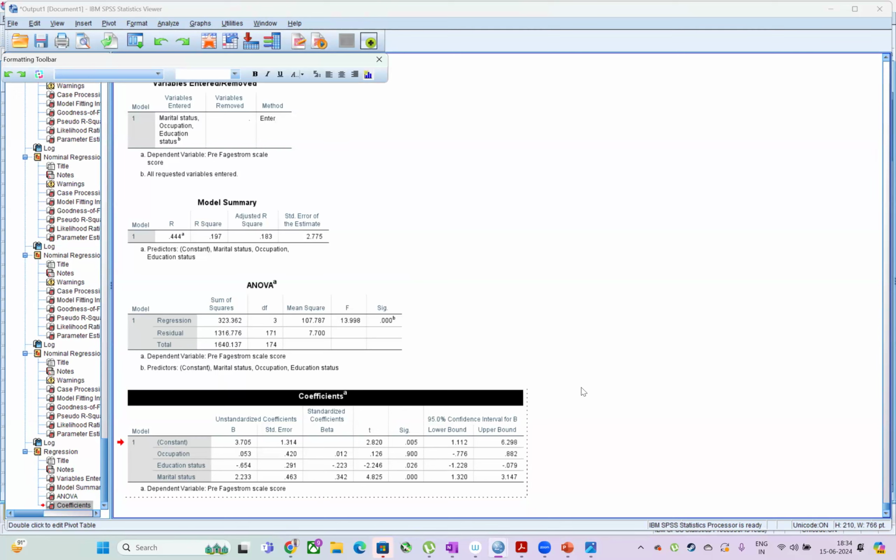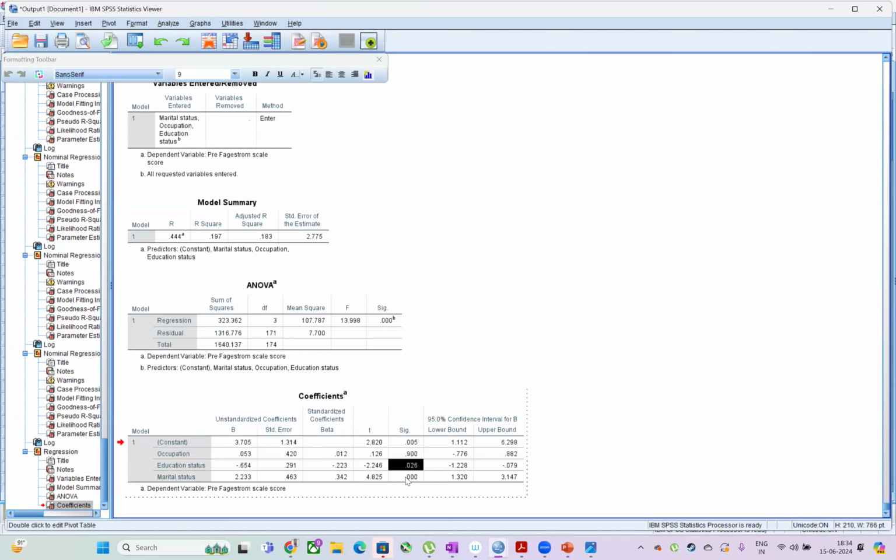The same rules apply as for odds ratio. We are going to look only at the variables which have a significant p-value. So what are the variables which have a significant p-value? 0.026 for education and 0.000 for marital status. So only these 2 variables are found to be statistically significantly associated with the Fagerstrom score.